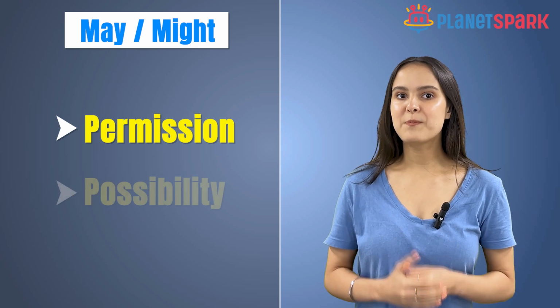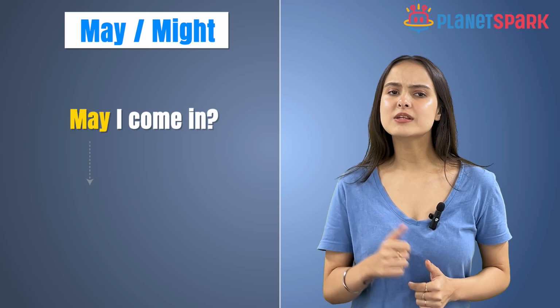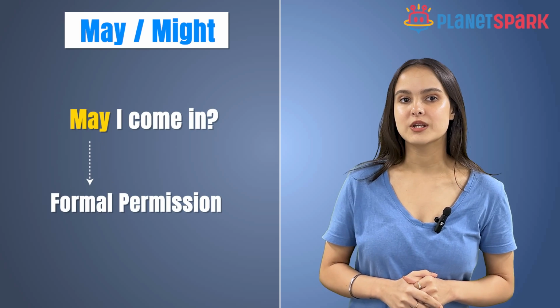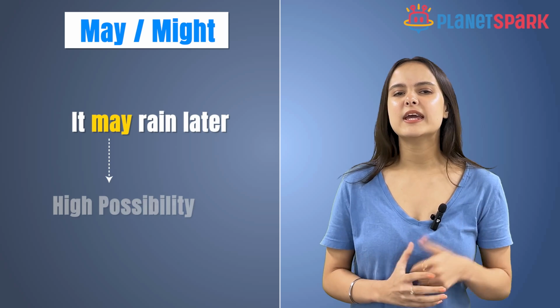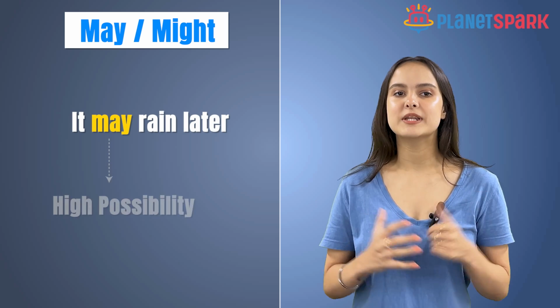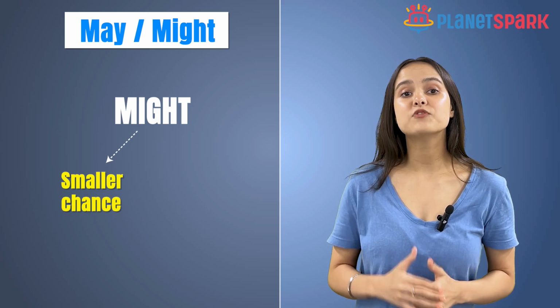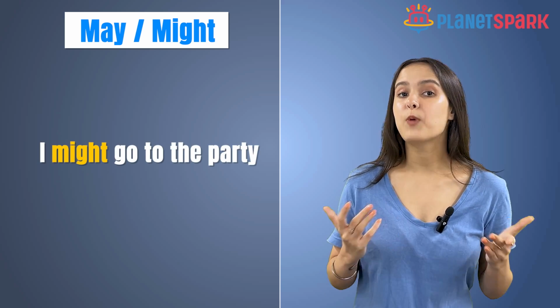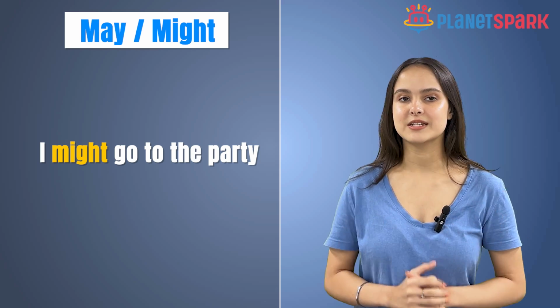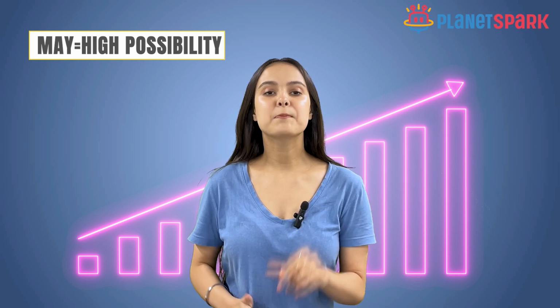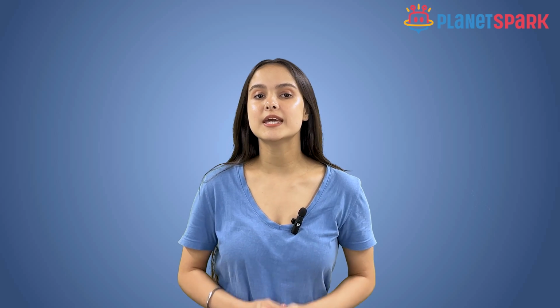Number 2. May, might. May is used for permission or possibility. May I come in? This is asking for permission. It may rain later. It shows possibility. Might is used for a smaller chance or a weaker possibility. I might go to the party. It's possible but not certain. May is used when the possibility is high and might is used when the possibility is less.